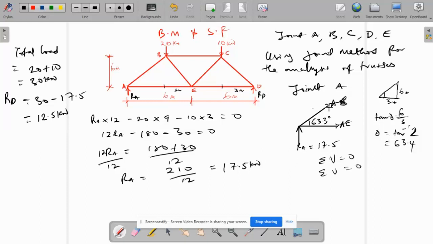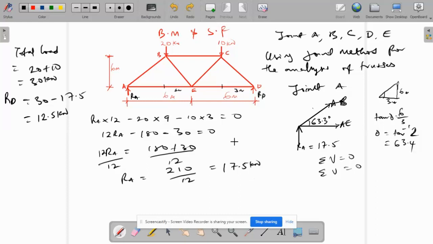So here, when we resolve this towards this side, we resolve upward and downward. So if we are resolving downward, it is cos. If we resolve upward, it is going to be sine. So we have, for our summation of vertical forces, the summation sign.